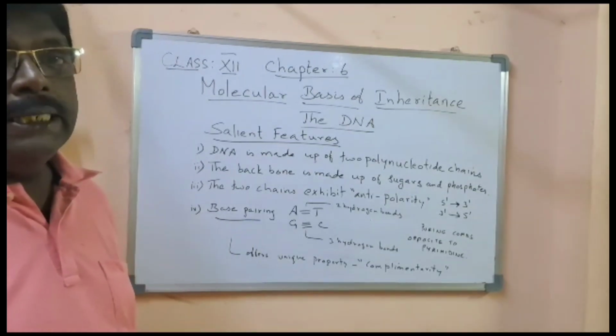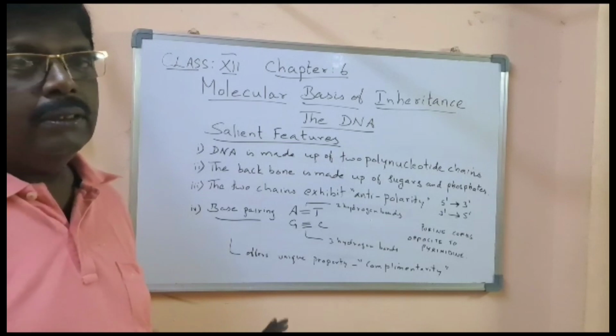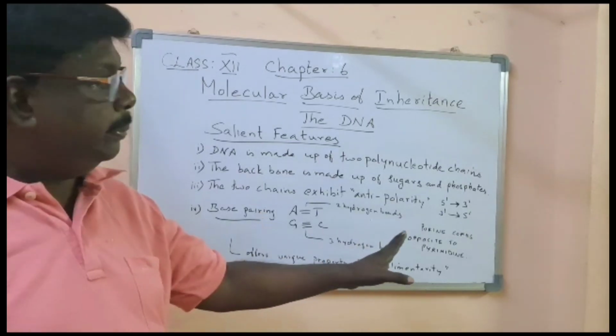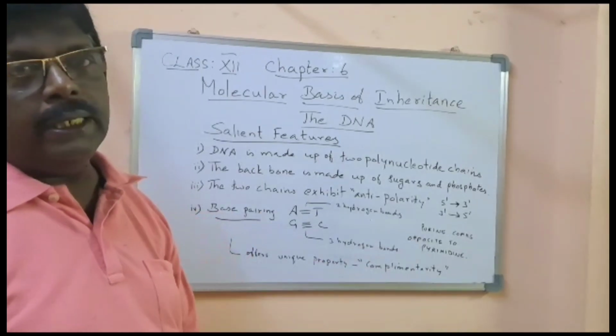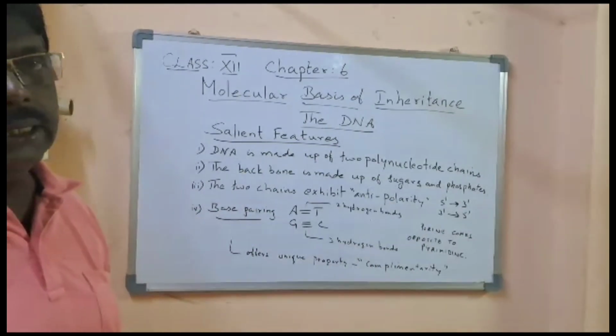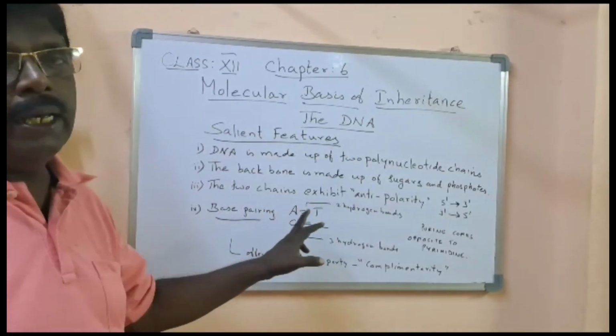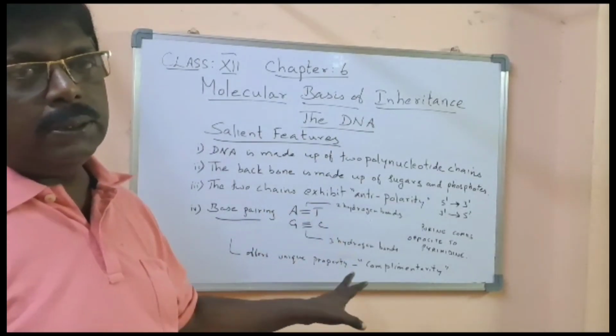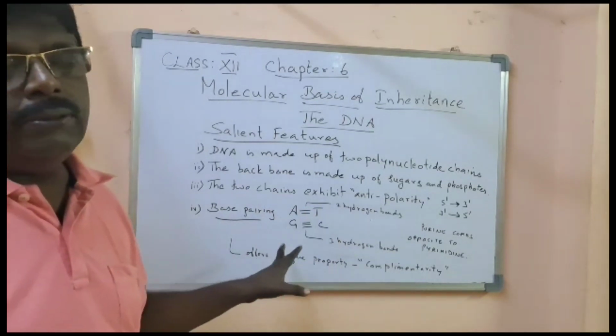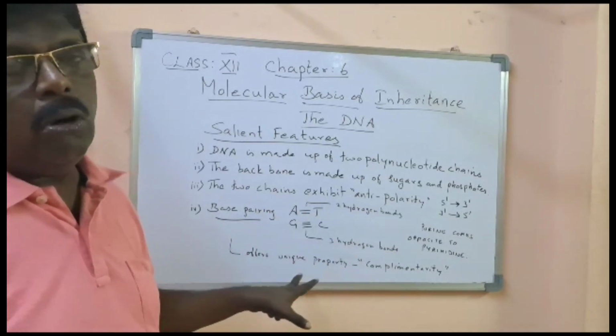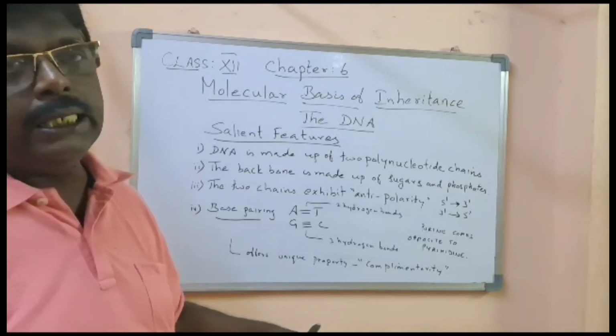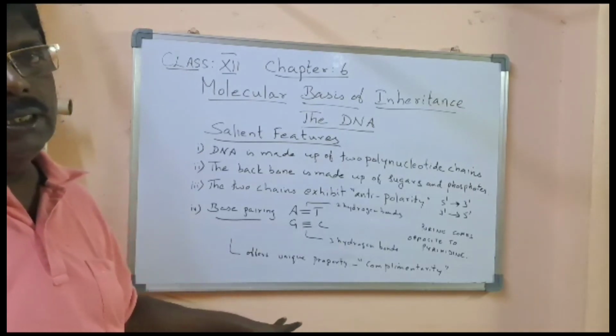Next comes the base pairing rule. That says purines come opposite to pyrimidines. Adenine will always pair with thymine. Guanine will always pair with cytosine. Between adenine and thymine, there are 2 hydrogen bonds. Between guanine and cytosine, there are 3 hydrogen bonds.